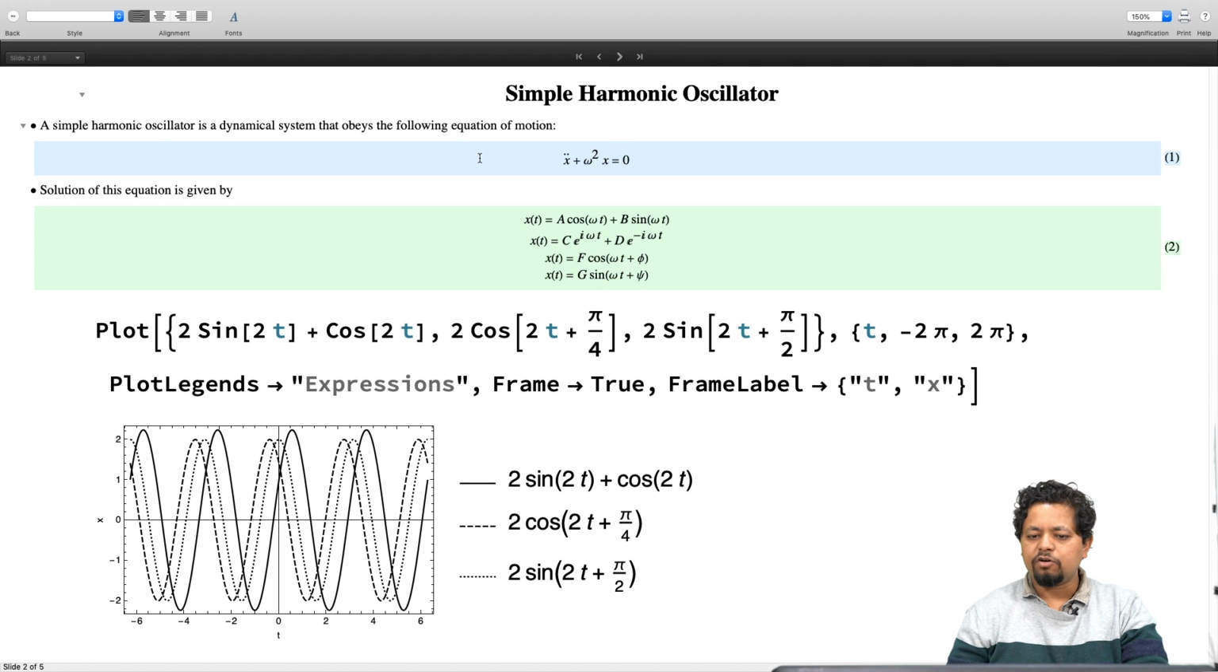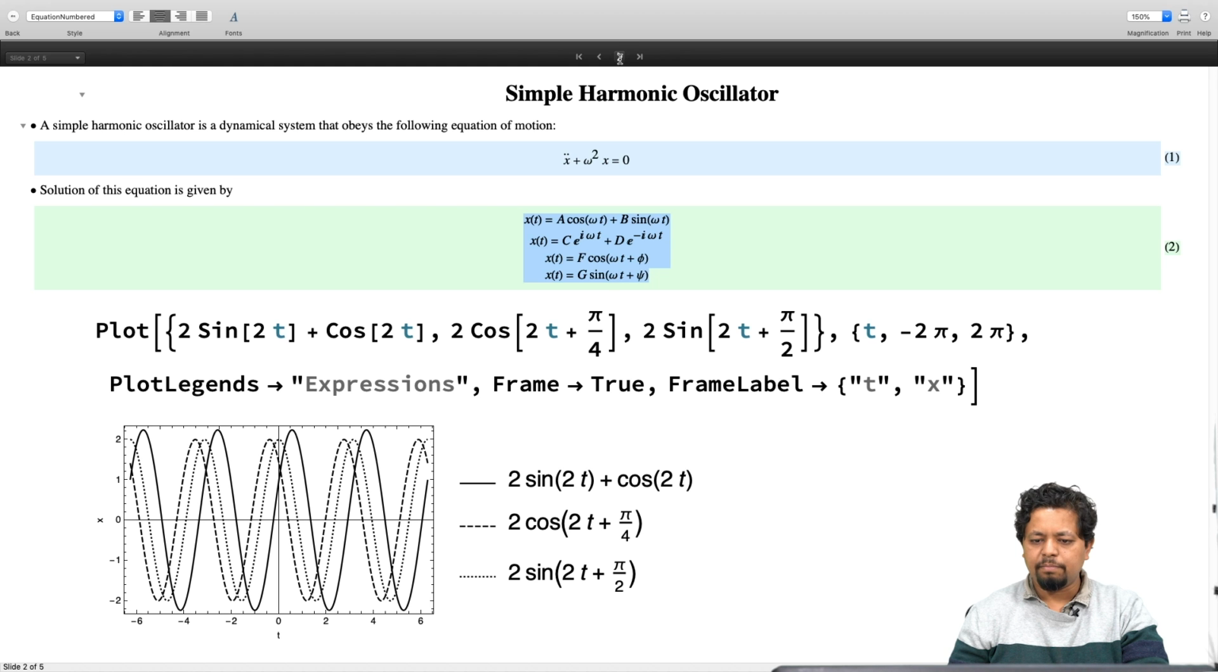For a quick review, we talked about the simple harmonic oscillator in the second week. This is the equation for the simple harmonic oscillator, and its solution can be written in these four different ways. We plotted some of these styles of solutions, and we saw that all of them represent oscillatory sinusoidal behavior.